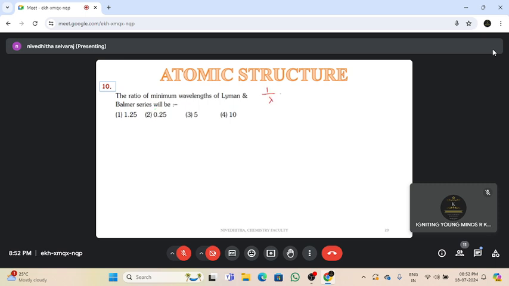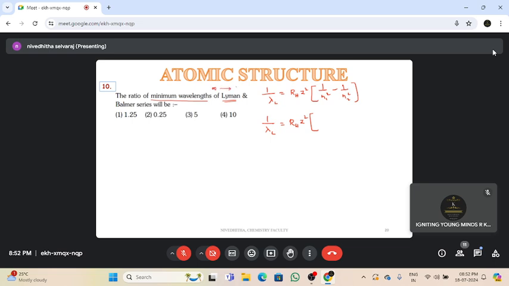1 by lambda is equal to Rydberg constant into atomic number into 1 by n1 square minus 1 by n2 square. Right. First, we'll calculate for 1 by lambda, after which we can take reciprocal of that. Okay. So now we'll talk about this Lyman series. So 1 by lambda L is equal to Rydberg constant into atomic number into, we have to know the value of n1 and n2. They're talking about minimum wavelength, which means maximum energy. So which transition will have maximum energy?